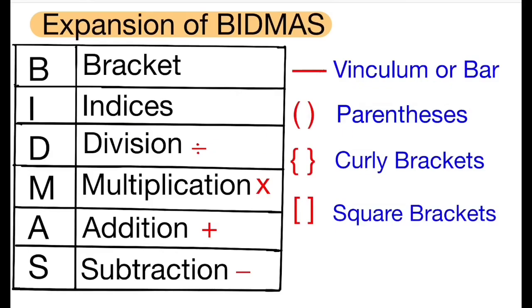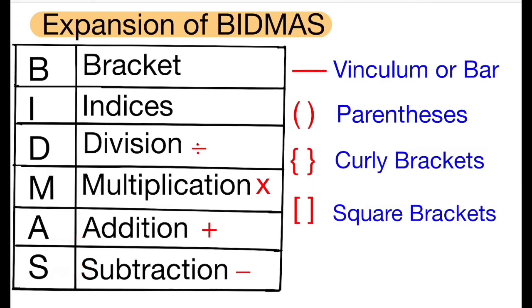Expansion of BITMAS. B: bracket. Four types of brackets are vinculum or bar, parenthesis, curly brackets and square brackets. I for indices. Examples: 2 raised to 3, 5 raised to 2. D for division, M for multiplication, A for addition and S for subtraction.